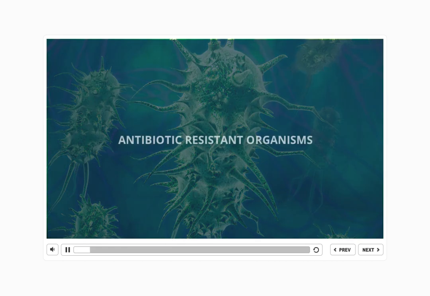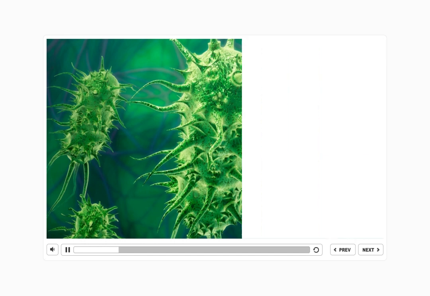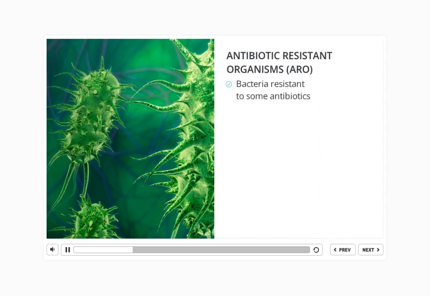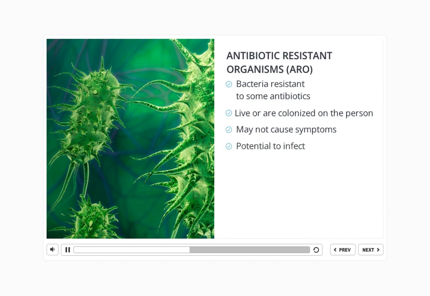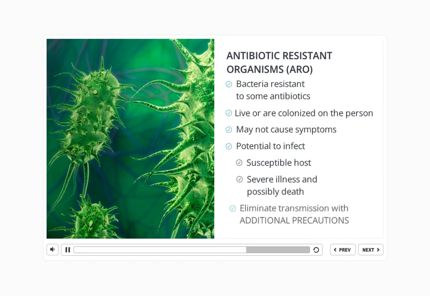There are several types of antibiotic-resistant organisms, or AROs. These bacteria live on some area of the body. In other words, they have set up a colony called colonization. The client may not have symptoms, but when they or others are susceptible, these organisms are very dangerous. They have the ability to cause severe illness that may result in death. It is essential that we practice in such a way as to eliminate the transmission of these organisms. We do this by using additional precautions.